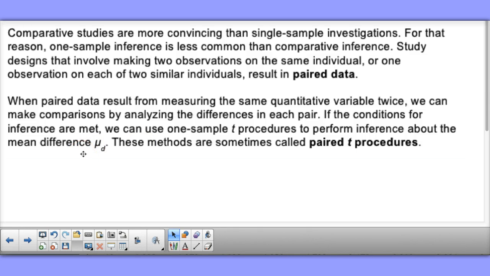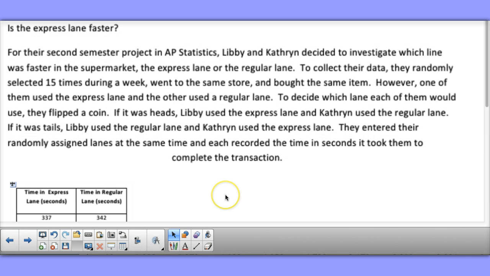This might seem a little bit strange right now, but when we go through an example, this will make more sense. So let's take a look at the following example. Is the express lane faster? For their second semester project in AP Statistics, Libby and Catherine decided to investigate which line was faster in the supermarket, the express lane or the regular lane.